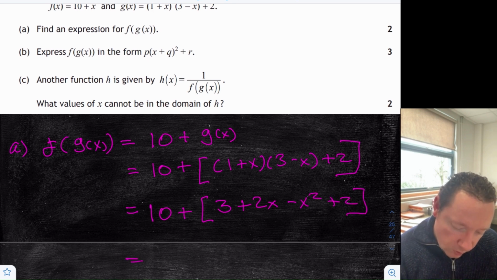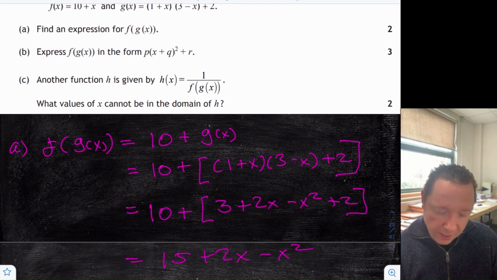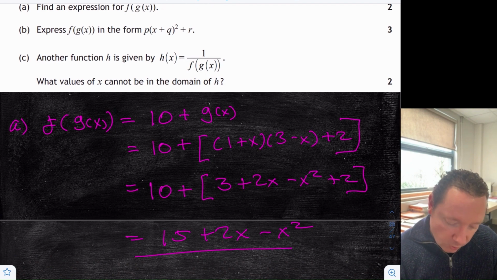So that equals 10 plus 3 is 13, plus 2 is 15. So it's 15 plus 2x minus x squared. Or you can write that as minus x squared plus 2x plus 15. But I'll just leave it there.